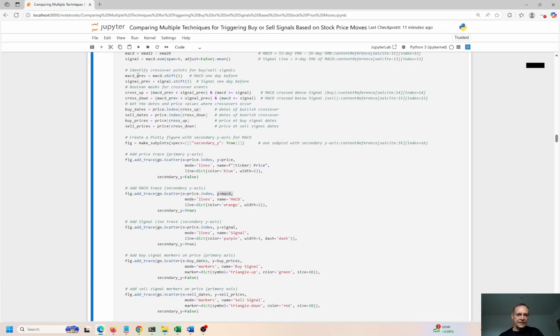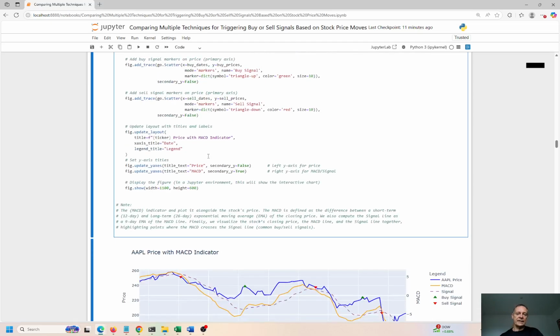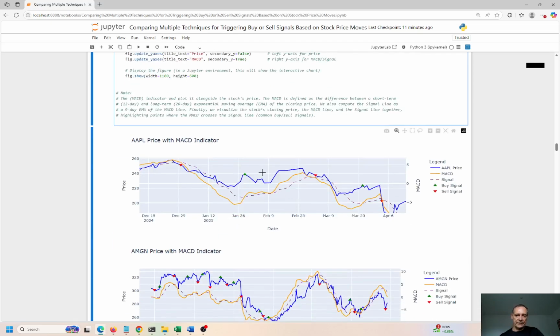So if you look at this, cross up: MACD previous less than sell signal and MACD greater than signal. So the MACD, moving average convergence divergence, is going up. You want to buy it. If it's going down, MACD previous greater than the sell signal and the MACD is less than the signal, then it's going down. So that would indicate a sell signal, right? So hopefully that makes sense.